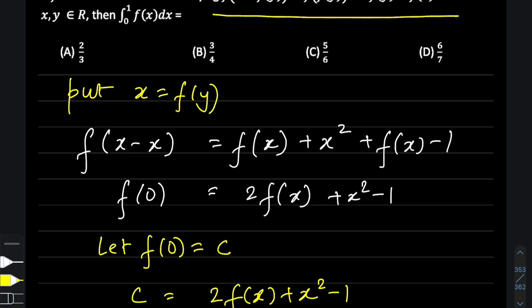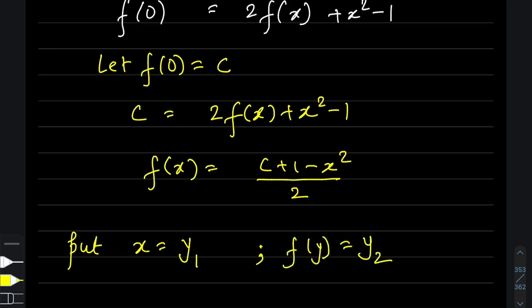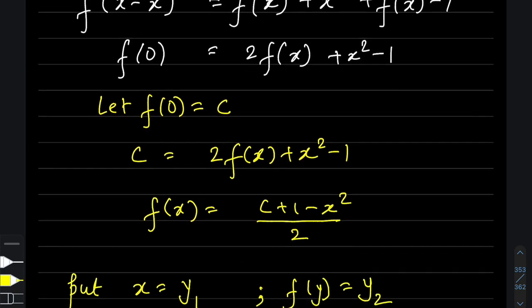So what I'm going to do next is put my x value as, let's say, y1, and let's put the f of y value as y2. What I'm basically doing is trying to tamper with the input of the left-hand side. As you can see, the part which I am circling for you, that x I am going to put as y1 and f of y I am going to put as y2. Okay, let's see where it leads to.